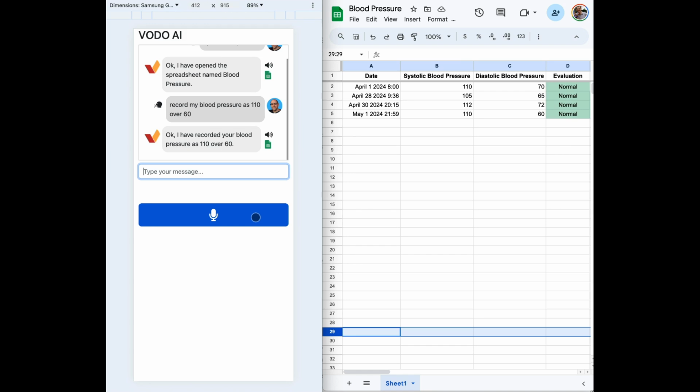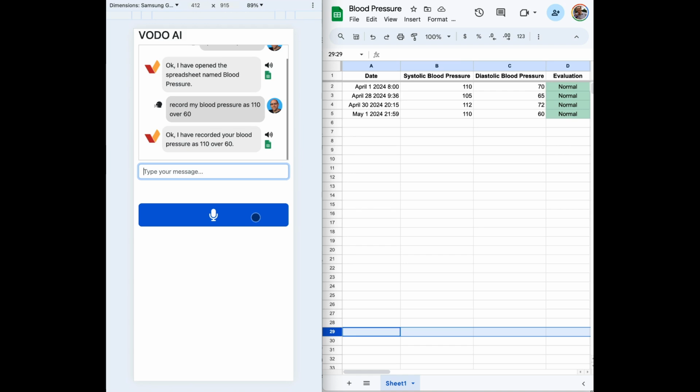Most importantly, however, is that Gemini provides a semantic understanding of what blood pressure means. So although the columns record systolic and diastolic blood pressure, Gemini can translate the very normal phrase of 110 over 60 into the values on the spreadsheet.